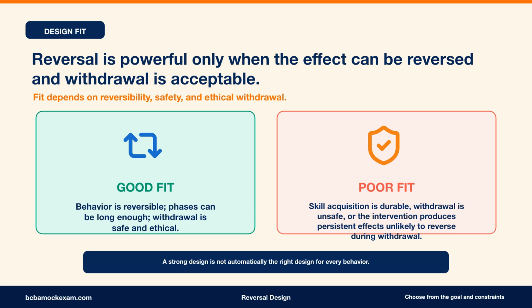The strength of reversal logic is also its main constraint. When a response is reversible and withdrawal is safe, repeated phase changes can produce a direct demonstration of control. When learning is durable, carryover is strong, or withdrawal would expose the client to harm, the A2 phase cannot do the job the design requires. Design quality, therefore, includes ethical and behavioral fit. A powerful experimental arrangement can still be the wrong choice for the target and context.